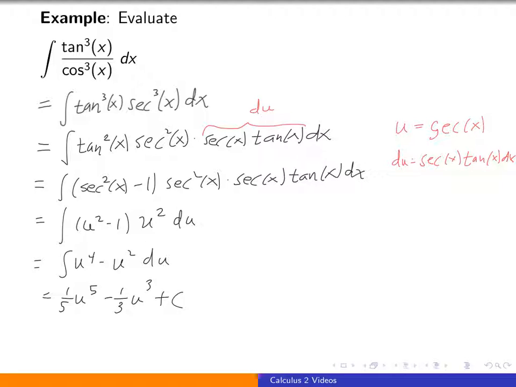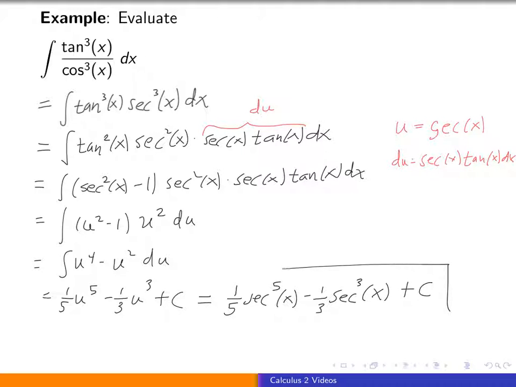And our last step is to now resubstitute. Each u is going to become a secant. So 1/5 secant to the 5th minus 1/3 secant cubed plus c. So once we recognize that we have one of these familiar trigonometric integrals, we can apply the previous techniques that we've discussed.